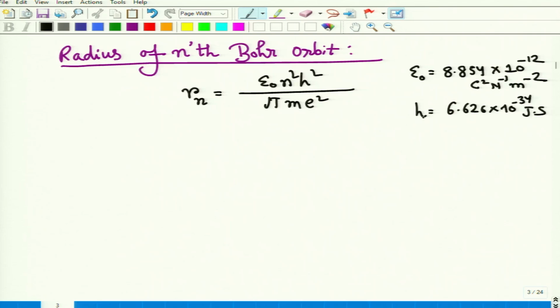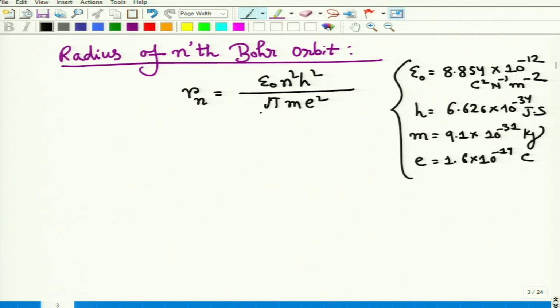Okay. Next, mass of electron, that is 9.1 into 10 to the power minus 31 kg. All are in SI unit. e is the charge of electron, that is 1.6 into 10 to the minus 19 Coulomb. So, these are the values.